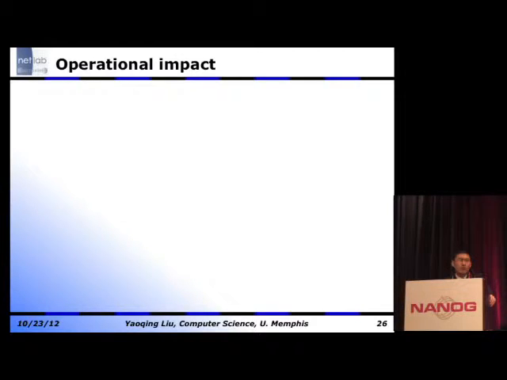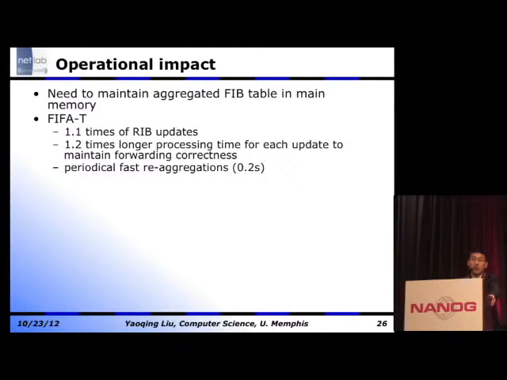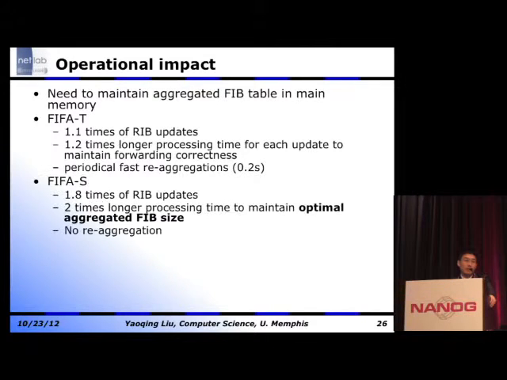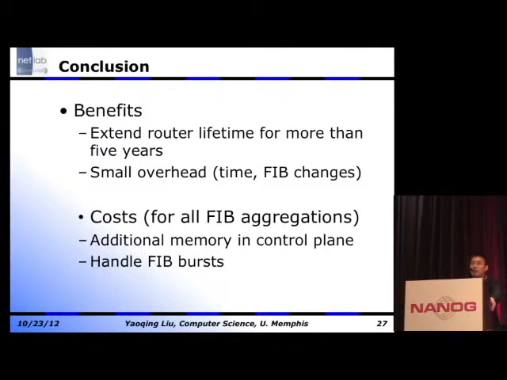So what is the operational impact? Of course, you need to maintain the aggregate FIB in the main memory, I mean in the control plane. And for each algorithm, you have to pay the corresponding time and FIB changes and the FIB burst, as in my analysis before. So the conclusion from the benefits is that we can extend the router's lifetime by more than 5 years, and they have small overhead from the time FIB changes. And the cost, which applies to all FIB aggregation algorithms, not only ours, is that you need additional memory in the control plane, and you need to handle the FIB burst.